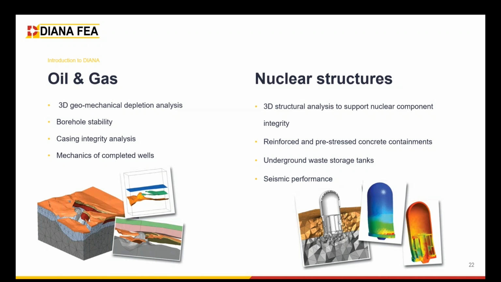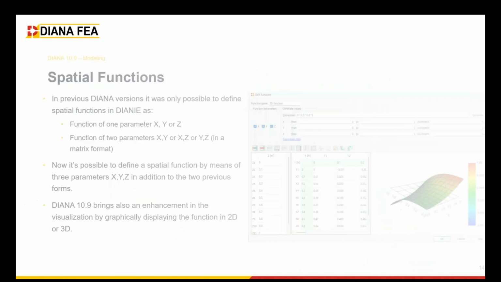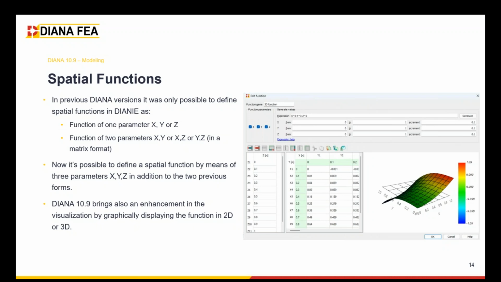So after this short introduction, let's move to the enhancements and new features that we have introduced in 10.9. One of them is the enhancement of our spatial functions. In previous Diana versions, up to 10.8, it was only possible to define these spatial functions in Diana IE as a function of one parameter, whether x, y, or z, or a pair of parameters, so xy, xz, or yz, in the matrix format. Now, in 10.9, it's possible to define them by means of three parameters, so x, y, z.